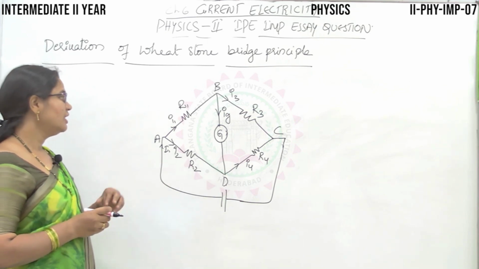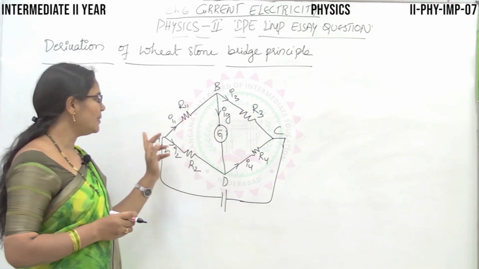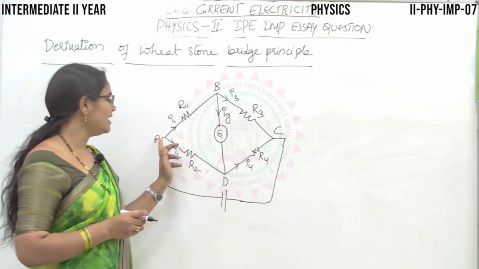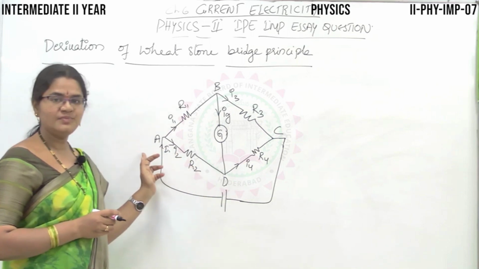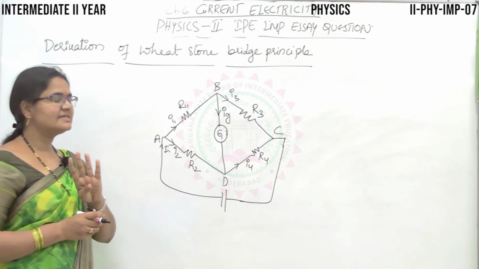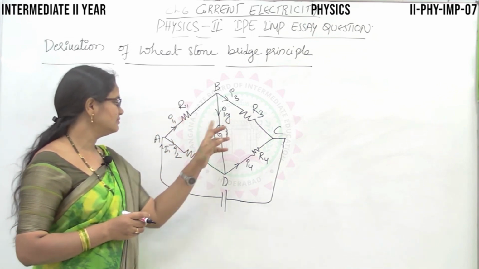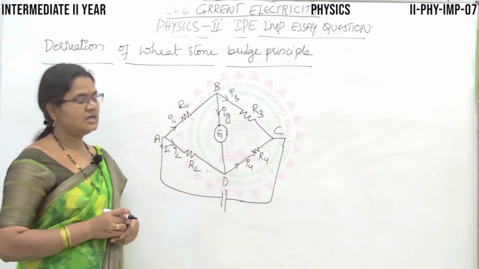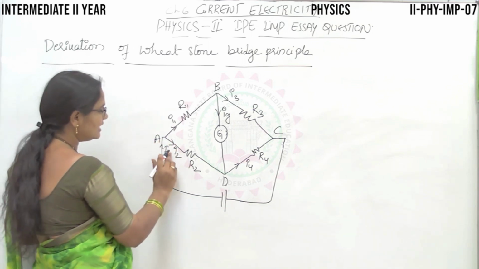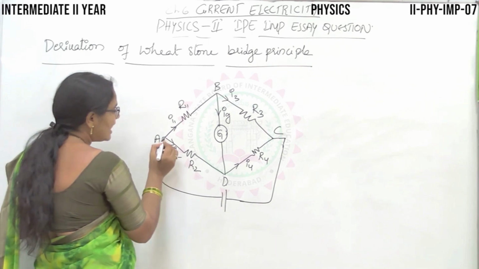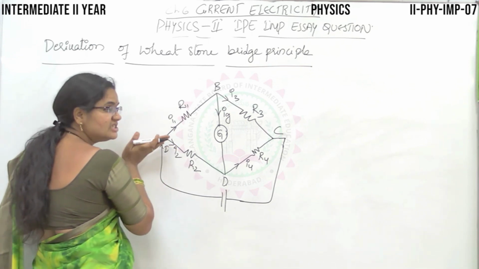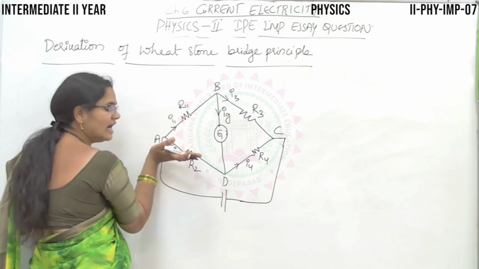In this bridge we have a closed loop A, B, C, D, A, in which we have 4 arms. In each arm we are supplying one resistance: R1, R2, R3 and R4. Let us name the currents: the total incoming current into the circuit, let it be I. As it enters the junction or node A, the current gets divided into 2 parts, I1 and I2.